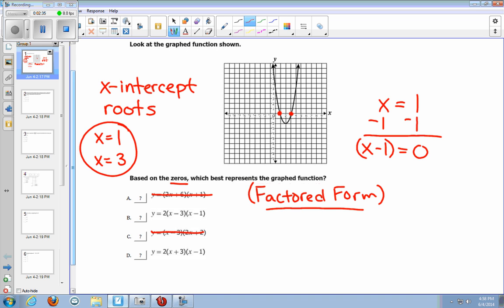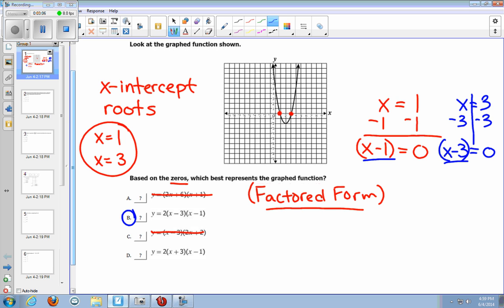Let's see what our other factor is here. Our other 0 was x equals 3. So again, I want to make that equal 0, so I'm going to subtract 3 from both sides, and I end up with x minus 3 equals 0. There is my other factor. So looking at my two options that are left, the only thing that has an x minus 3 in addition to an x minus 1 has got to be B. Well, B in our case.